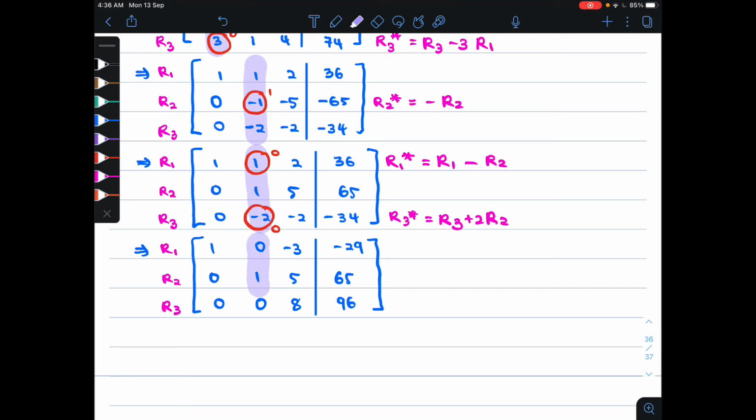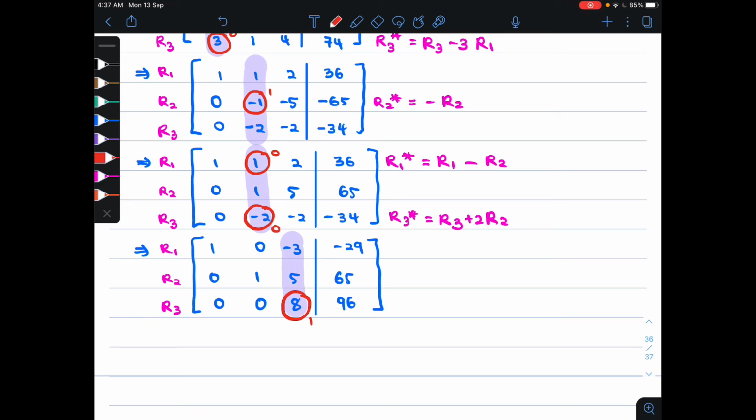So if you look at our second column, the diagonal is already 1 and the others are already 0. So this means that we're done with the second column. Now we will go into the third column. For the third column, change the diagonal to become 1 first. So the diagonal is here and this is our column. So this is our diagonal and we need to change it to become 1.